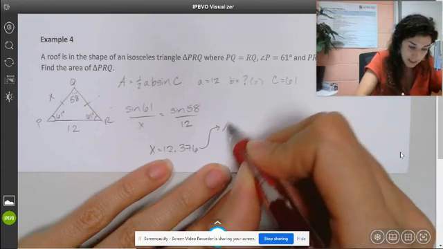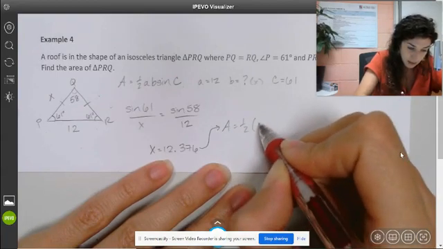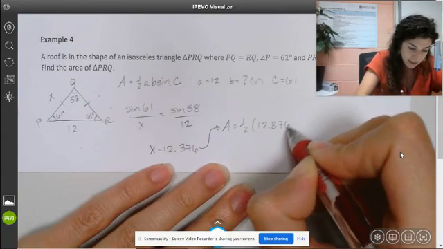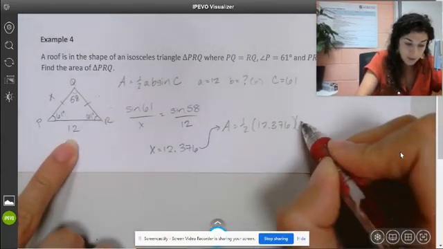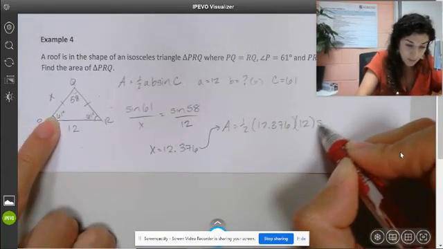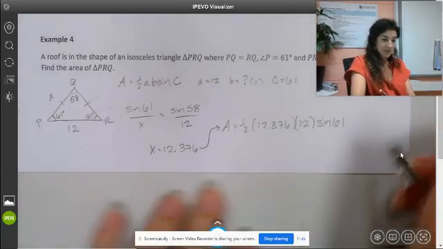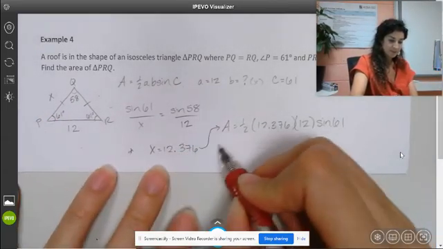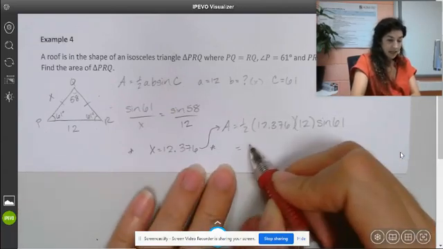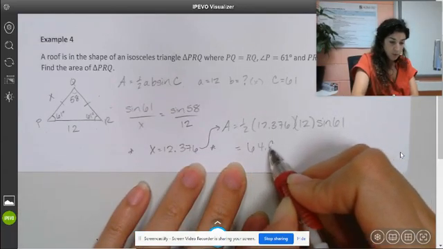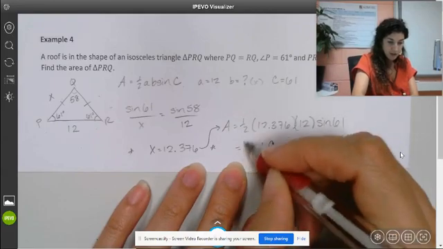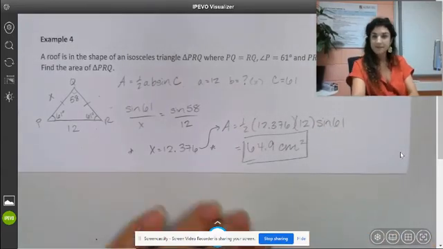Now that we have this information, you can find the area. We're going to multiply it by that 12.376 guy, and then we're going to multiply it by 12, and then we're going to multiply it by sine of 61. Go ahead and tell me what that is. The area ends up being 64.9 centimeters squared.